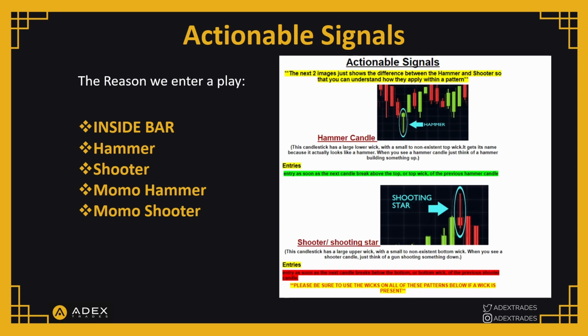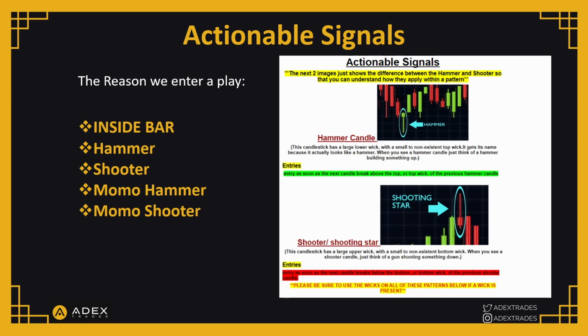Whether that's an inside bar that's about to break 2 up, or a hammer candle and a new candle is about to form and is about to go 2 up, a shooter candle and the new candle is about to form and is about to go 2 down, or a Momo hammer and a Momo shooter. Actionable signals are the reason you enter a play.